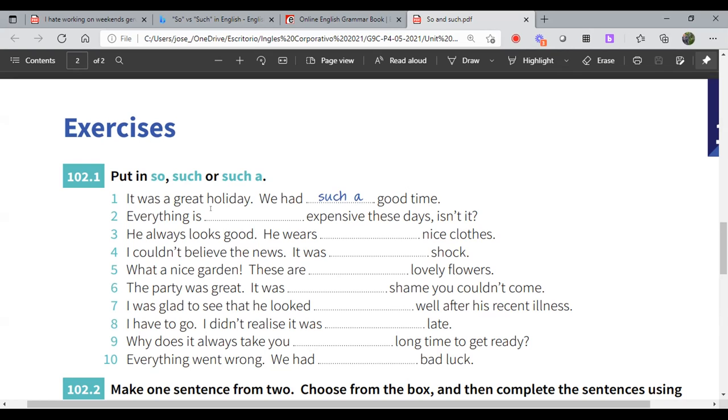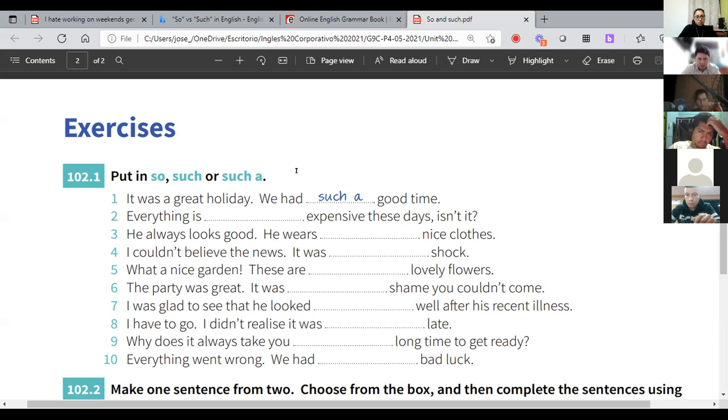All right, number three. Entonces, usted solamente va a elegir de una lista del 1 al 10 y va a poner en el espacio, a la par del 2, so, or such, or such a. So, number three: He always looks good. He wears so nice clothes. He wears such nice clothes, or he wears such a nice clothes. Una vez más, no estoy dando la respuesta, sino que solamente le estoy dando las tres opciones para ver cuál usted decide poner ahí como respuesta. Yes, we're clear?